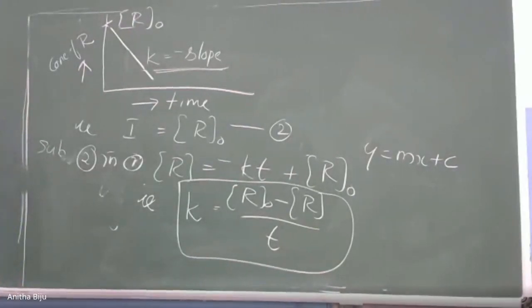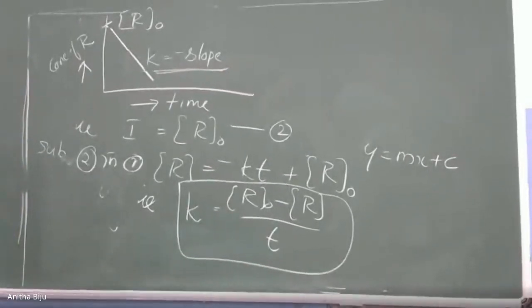Clear? Completed? 3 years complete हो गए बेटा? Yes, ma'am. कर रहे हैं? हो गया मैम. अच्छा, okay.